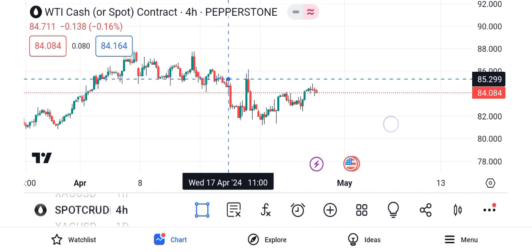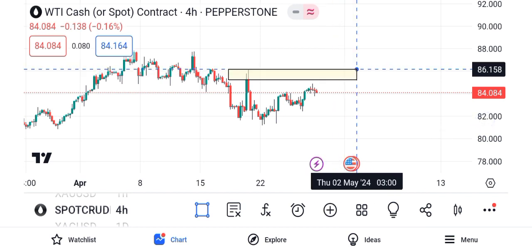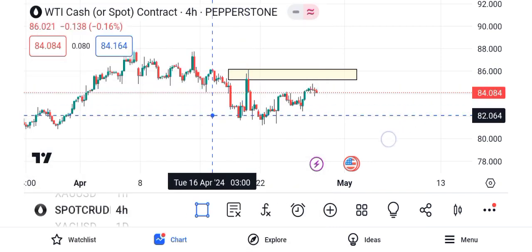So now we have this key zone here, right? We have this key zone here, this zone of interest here. And we also have another zone of interest here.